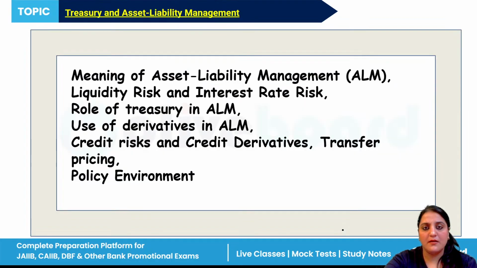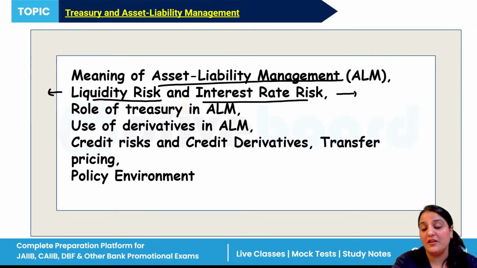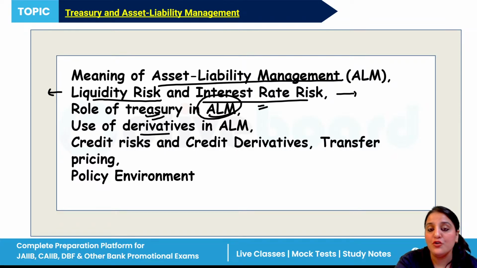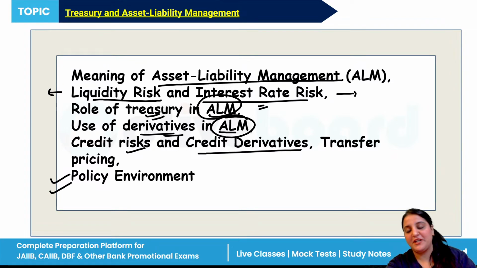And then, what is asset liability management? How to manage assets and liabilities in a bank? What is the meaning of liquidity risk? When there is a shortage of cash. Interest rate risk, when there are changes in the interest rate. Role of treasury: why is treasury required in ALM? How to use derivatives in ALM? Then policy, environment, credit risk, credit derivatives we are going to learn in this particular chapter.